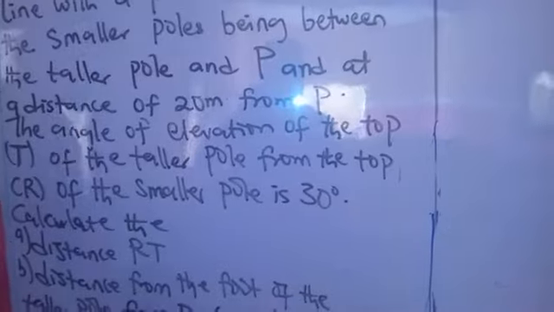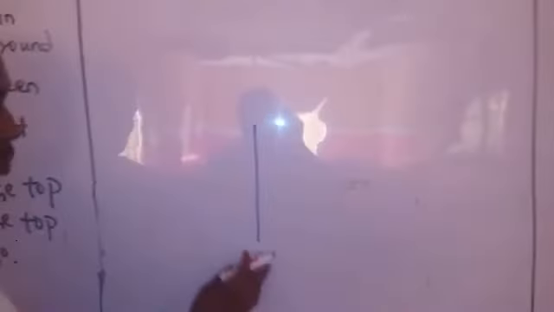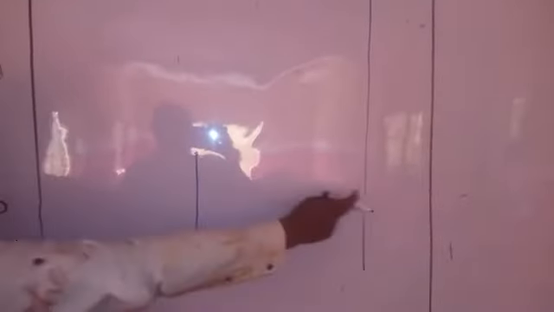So let us sketch it out. Let us draw our diagram. They say there are two poles. This is the smaller pole. This is the taller pole. And from the question, they say the smaller pole is in between. This is a point P on the ground. From the question, they say the smaller pole is in between P and the taller pole.